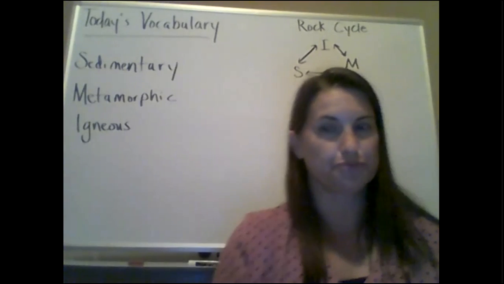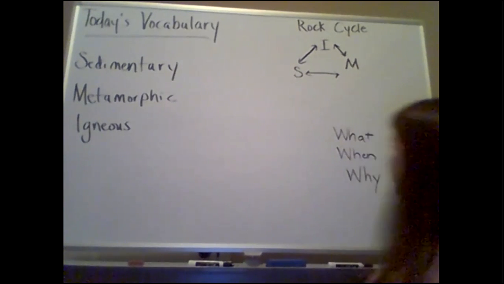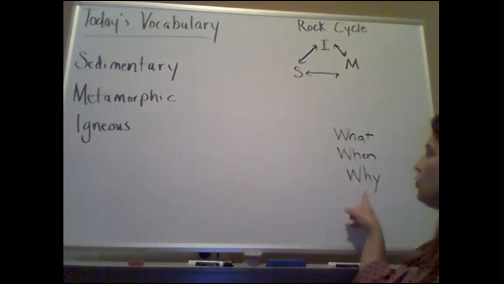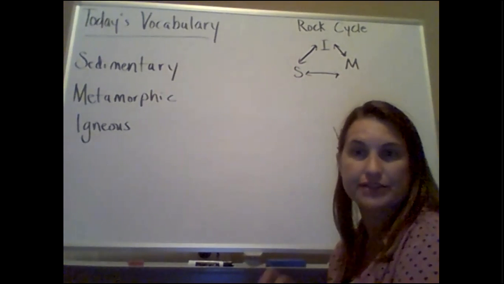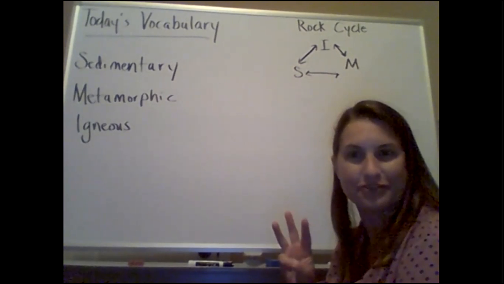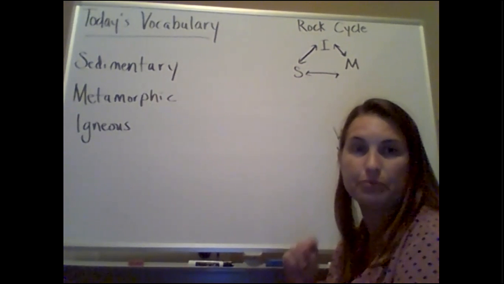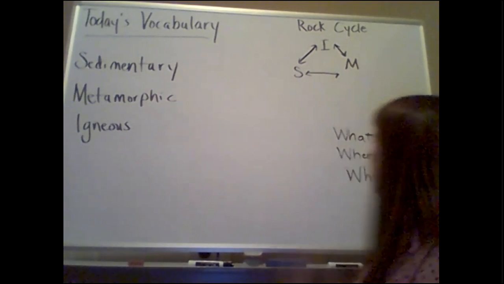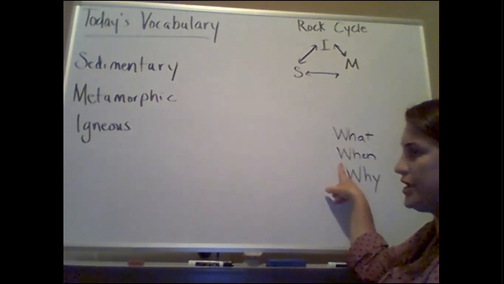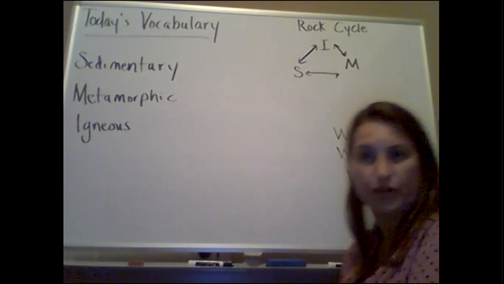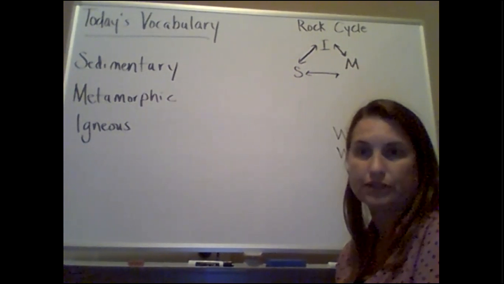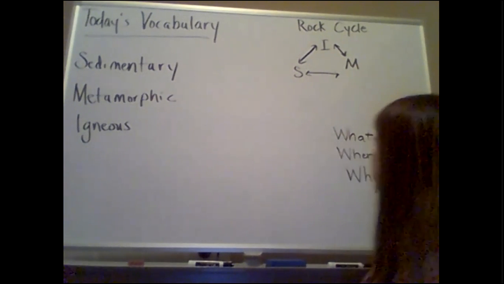So let's review. Let's do our what, when, and why. So what did we learn? We learned there is how many types of rocks? Three. That's right. Sedimentary, metamorphic, and igneous. When do those rocks change? Well, we have to have heat and pressure, or maybe it's molten lava that's going to cool down.